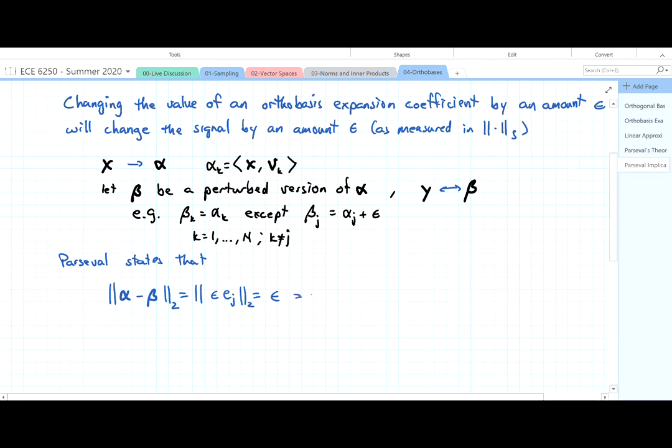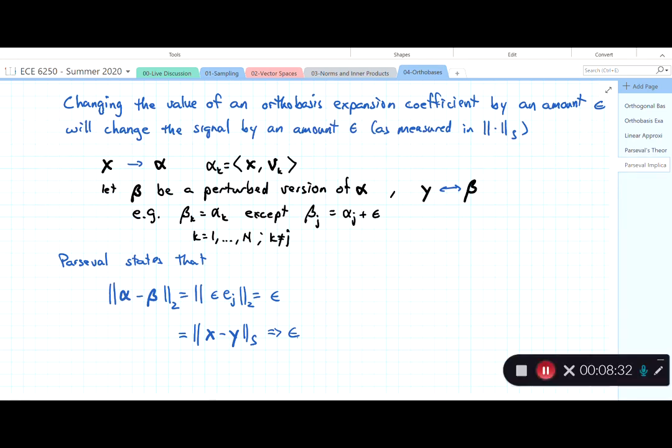And following through, we also know that this is equal to the norm of x minus y in S, which now we've just proven is epsilon. So if we have two vectors that are close in one space, they're close in another space. And we'll find this very useful going forward. Okay, so that's it for the magic applications of Parseval's theorem for today.